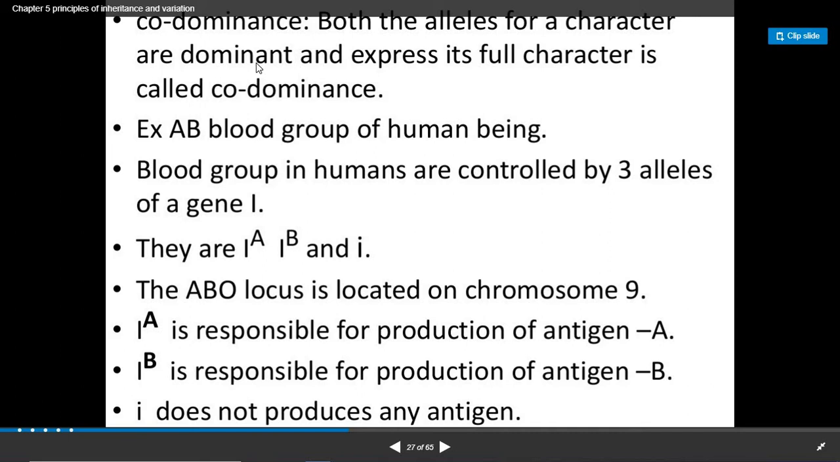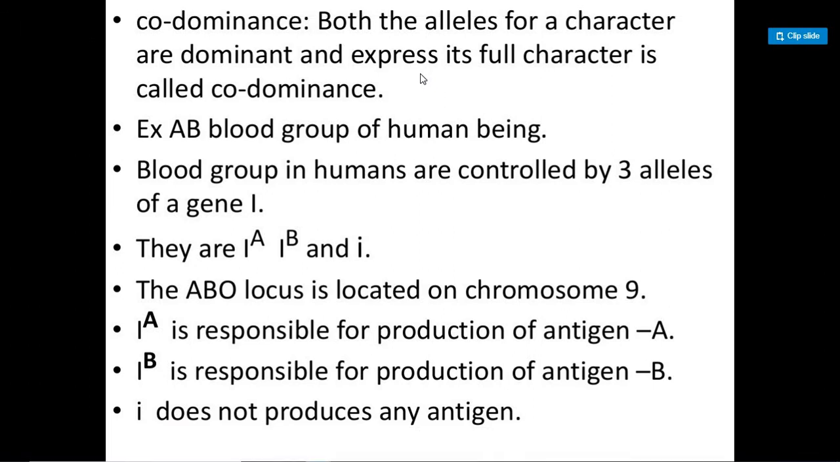Codominance is defined as follows: whenever both the alleles for a character are dominant and express their full character, it is called codominance. Dominance we have seen. So what is this codominance? Whenever the alleles for a character are both dominant, it means neither allele is dominant over the other, nor is it recessive. Both have equal dominance and they express their character fully.